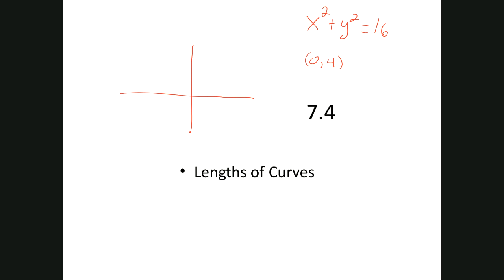on the top part. So this is a circle. It has a radius of 4. And I want to know what the length is from 0 to 4, just from here to here. I don't want this bottom part. Just from here to here. You guys know how to find the length of that curve? 2 pi?